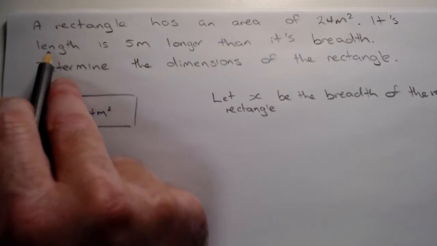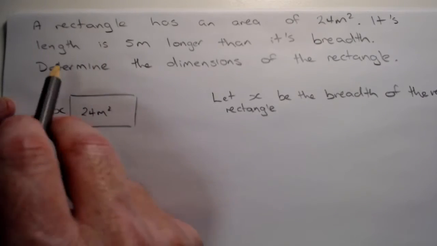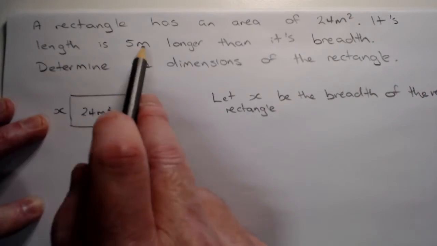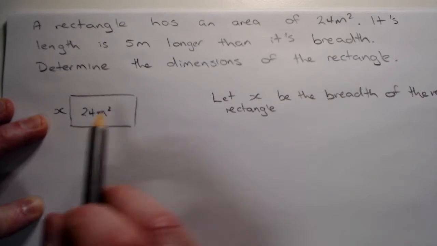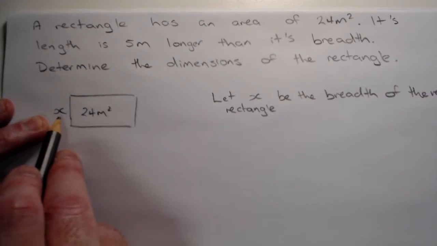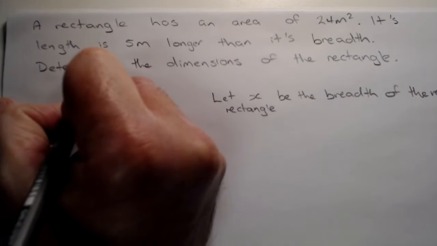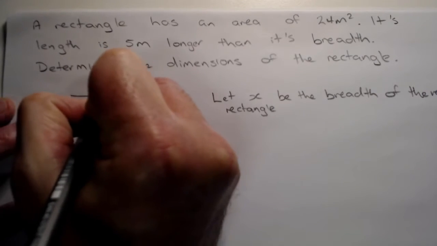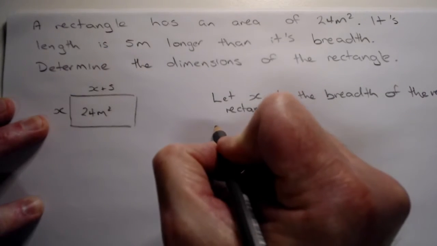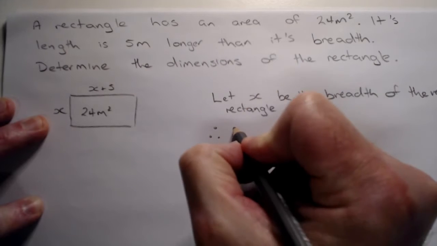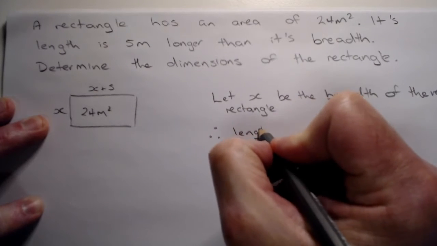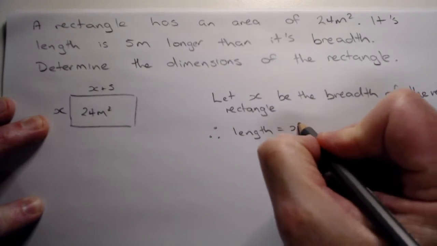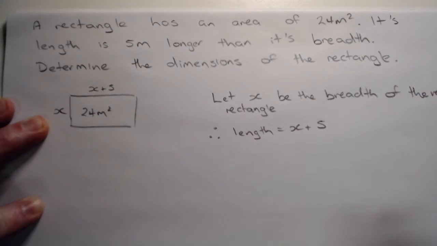Now we can also work out what the length is going to be. Because we're told that the length is 5 meters longer than its breadth, if the breadth is x, that means that our length is going to be x plus 5. So we can now write that. Therefore, the length is equal to x plus 5.